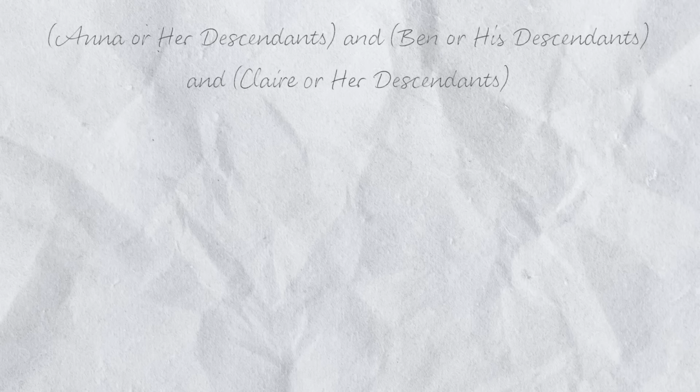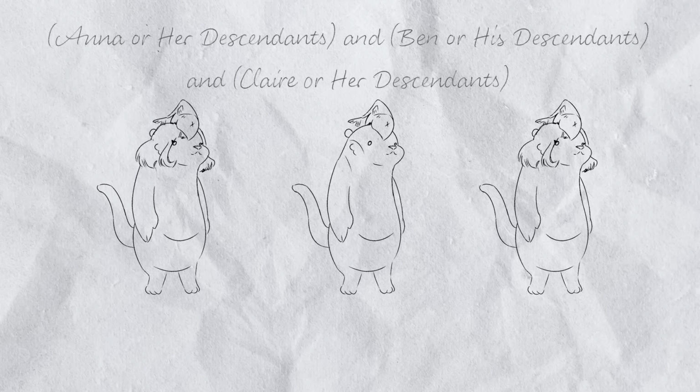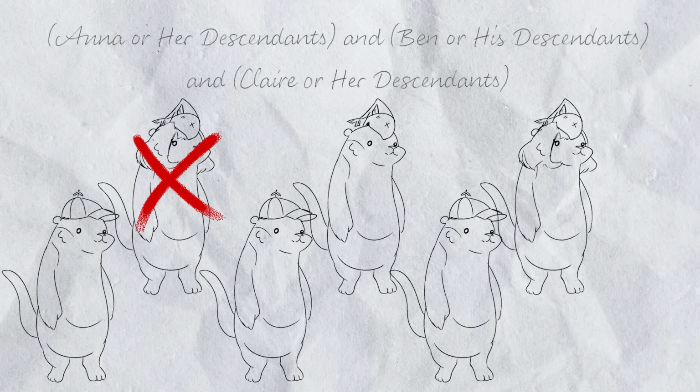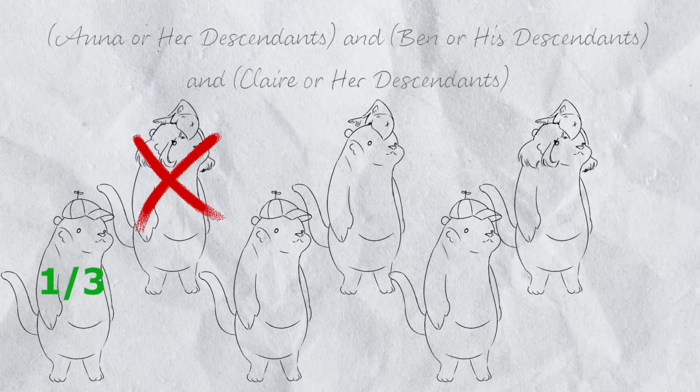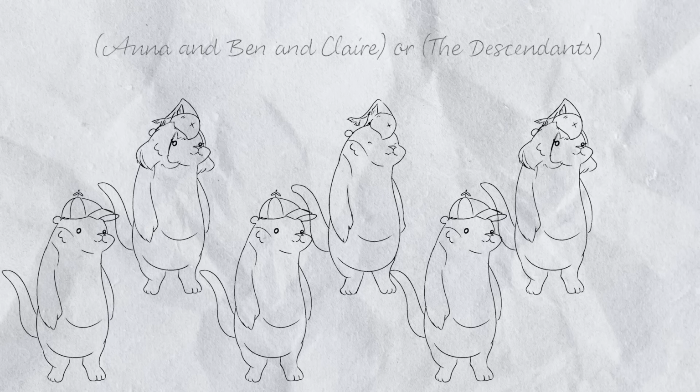The first interpretation is that if Anna, Ben, and Claire are alive, each gets 1/3 of the estate, and in the case that any of them is deceased, their descendants take their share. So if Anna is deceased but Ben and Claire are alive, then Anna's children get 1/3 while Ben and Claire get the other thirds.